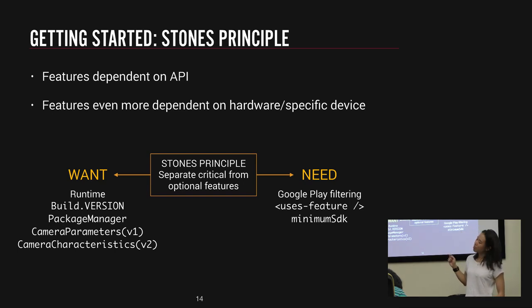Now in Camera 2 we have something different. It's called camera characteristics, and camera characteristics is actually really powerful. It contains not just camera parameters, but also all that really cool, really detailed information about the camera itself. So sensor information, lens information, all of that you can pull from camera characteristics. But again, it's really important, especially with camera applications, to know what you're getting into, know what you really need, and know what you want but can live without.